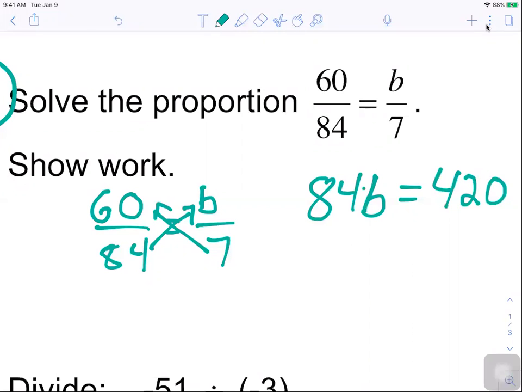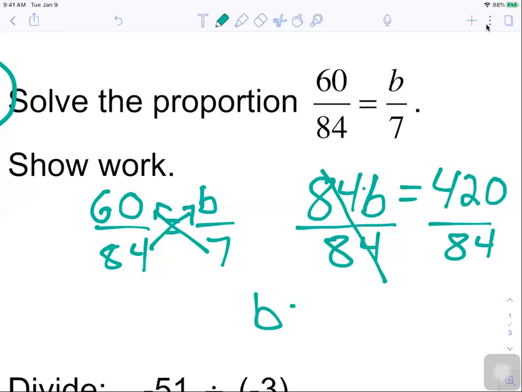So now we have 84 times b equals 420. Anytime to get rid of multiplication, you're going to divide. So we're going to divide now by 84. If you do it to one side, you also have to do it to the other. So then on your calculator, we'll see that the 84s will cross out, and you'll be left with b. And then 420 divided by 84 is going to equal 5. So for your final answer there, you'll have b equals 5.